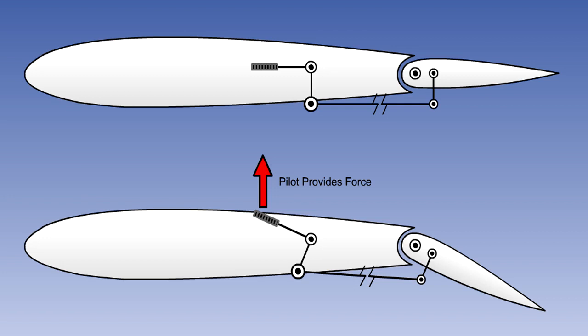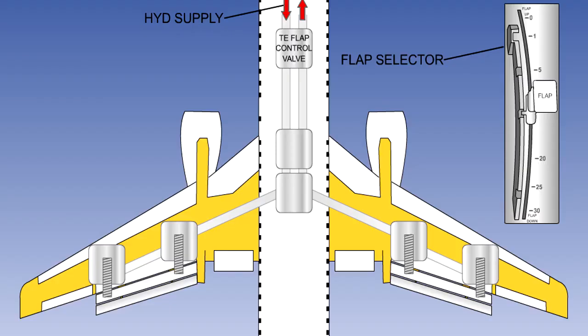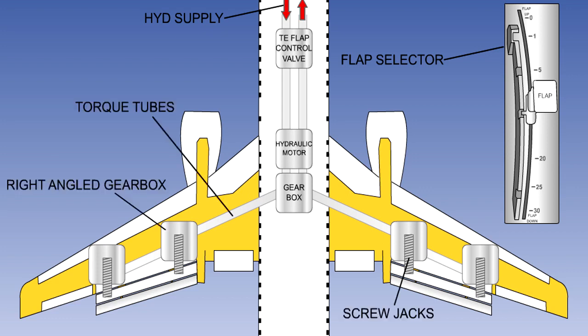In a typical system, there is a flight deck selector lever. On light aircraft, this is mechanically connected to the flaps. But on larger aircraft, it will either be mechanically or electrically linked to a flap control valve. The flap control valve controls the flow of hydraulic fluid to a flap drive unit, which consists of a hydraulic motor and a gearbox. The motor drives the transmission system, which moves the flaps.